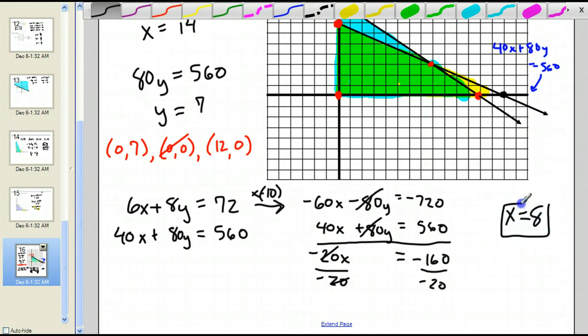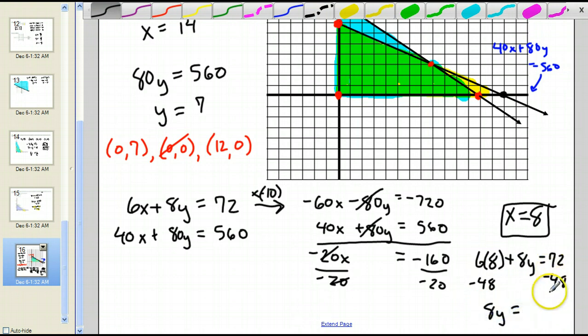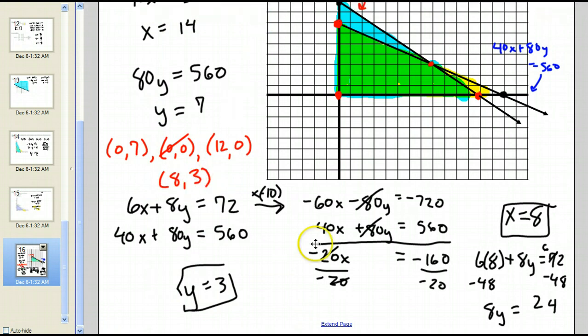So x equals 8. We can see that 1, 2, 3, 4, 5, 6, 7, 8. And y is going to end up being 3, but plug it back into either of these originals. I get 6 times 8 plus 8y equals 72. That's 48, so I'm going to subtract 48 from both sides. 72 minus 48 is 24, and 8 goes into 24 3 times. So y does equal 3. So the last point that we have to check is 8, 3, the intersection of the two.